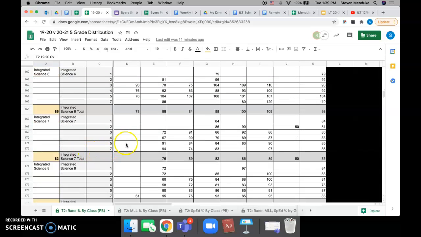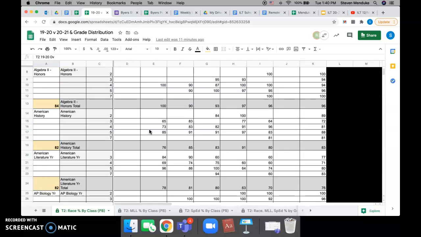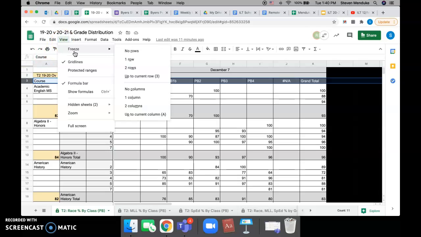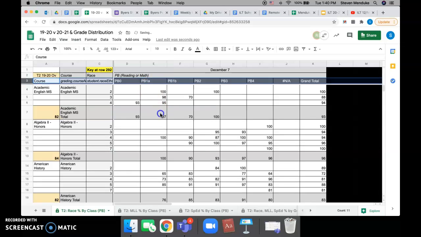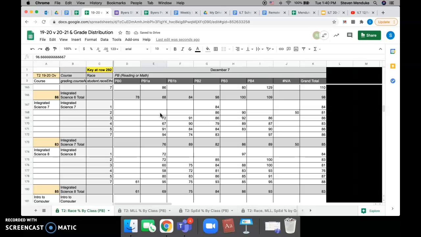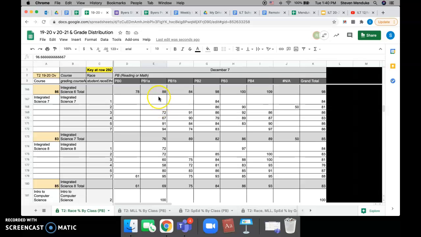Okay, so for Science 7, if I was in a meeting with Kaylee, I would go across the board here and I would be looking by performance band. So let's go ahead and make sure we freeze this row. I thought it was. Nope, it's a row. If I'm looking at Science 7 with Kaylee, it's going to be important that we go by performance band here.